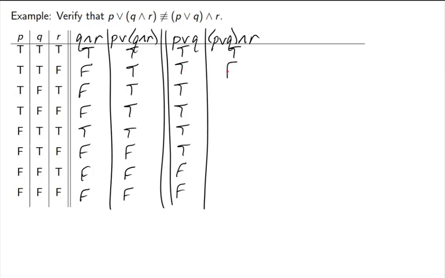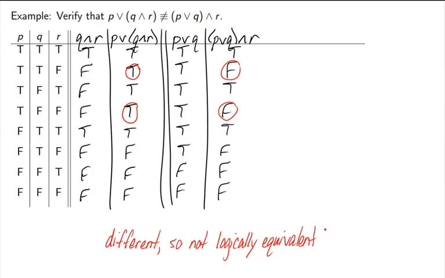False and true is false. We need both. True and true is true. False and true is false. True and true is true. False and true is false. These last 2 are false, so the AND is false. Here's the verdict. If I look at the last 2 columns, I find some discrepancies. Notice that everything else is the same except for these 2 positions. They are different, so this is not logically equivalent.